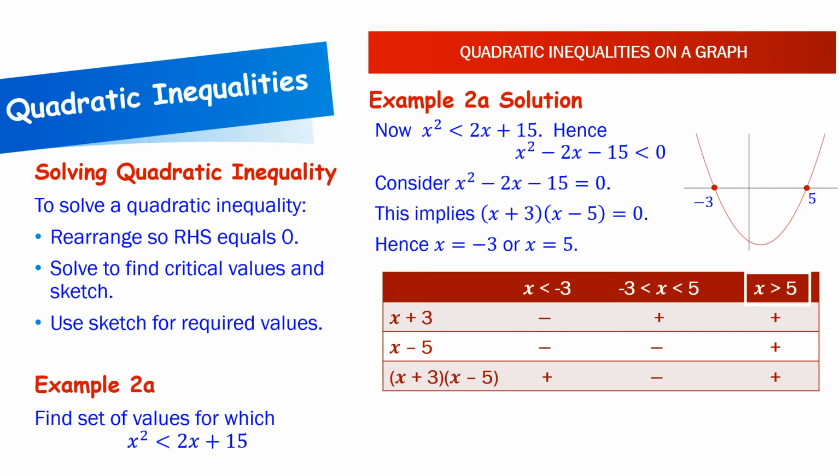And finally, for x greater than 5, x plus 3 is positive, x minus 5 is also positive, and therefore x plus 3 times x minus 5 is positive also, since a positive times a positive is a positive. So the values of x which satisfy x squared minus 2x minus 15 less than 0 are minus 3 less than x less than 5.